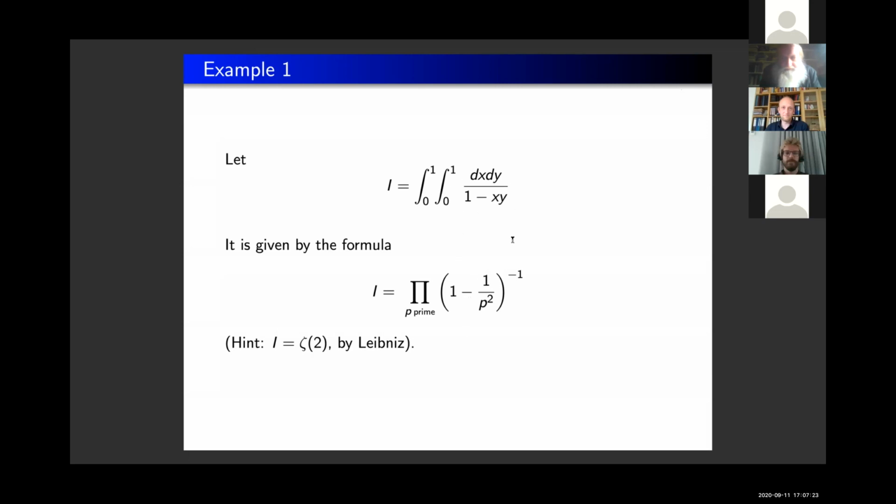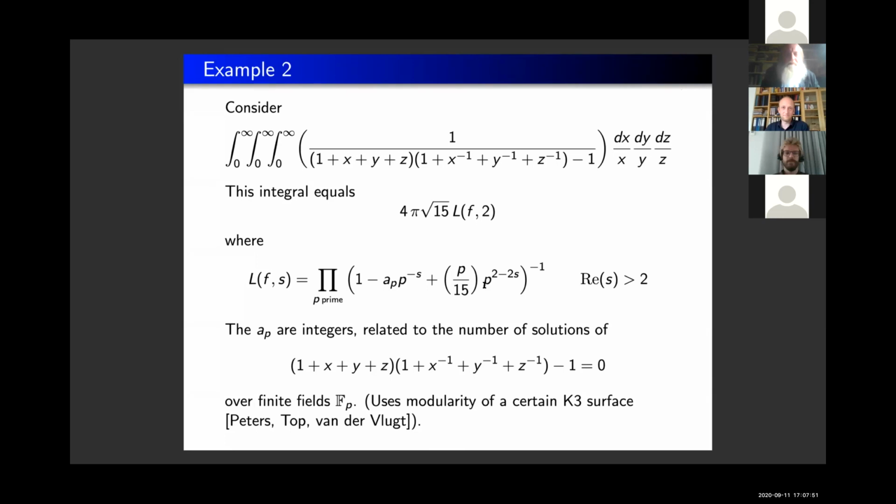And I think we all know how to do this, and that's because the integral I is simply zeta of 2, which is an easy exercise and was known by Leibniz in the 17th century. And zeta of 2, or the values of the zeta function, are defined to be infinite products over primes.